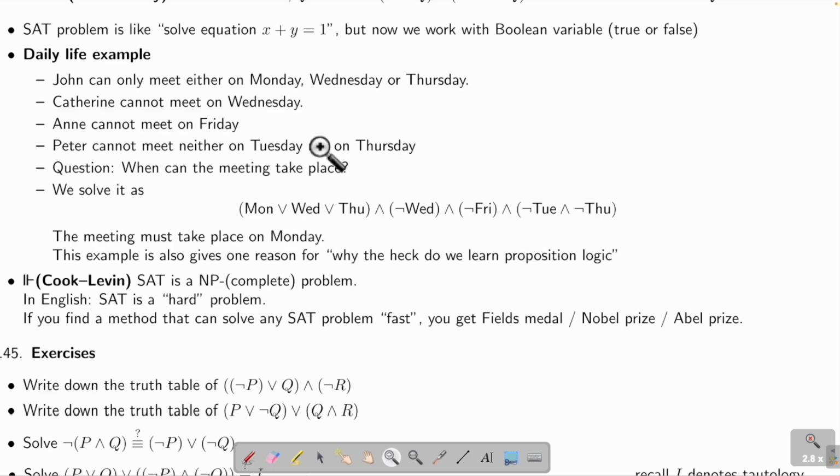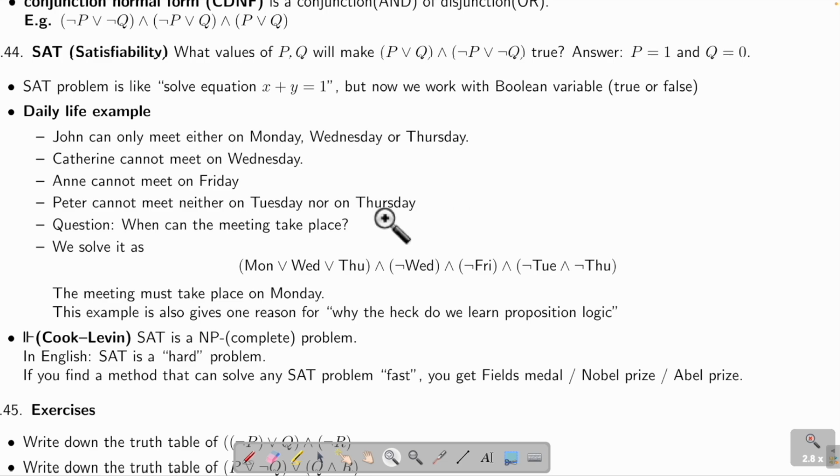John can meet Monday, Wednesday, Thursday, so Monday or Wednesday or Thursday. And then Peter cannot Tuesday, cannot Thursday, so not Tuesday, not Thursday. And they all appear, so it's and. That means find the truth values of this expression such that the output is 1. Then you solve this time booking problem. And now you understand, time booking is just a bunch of and, or, not.